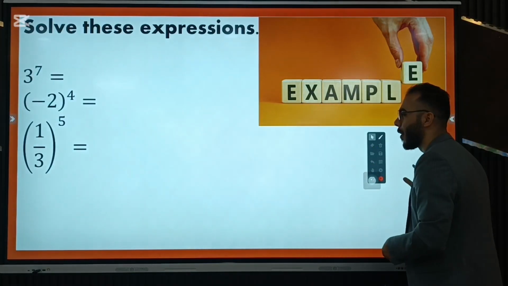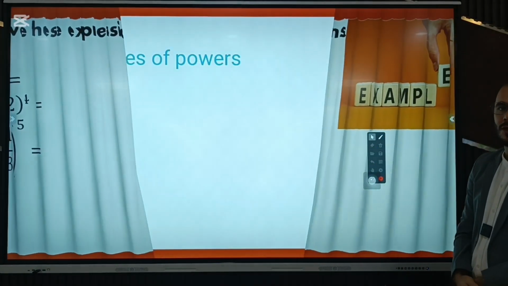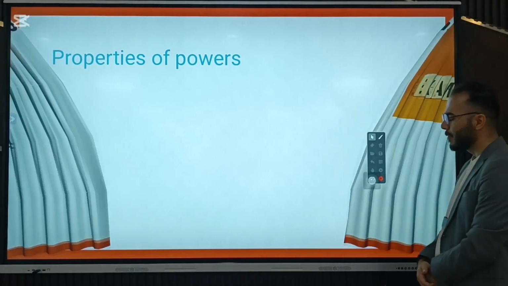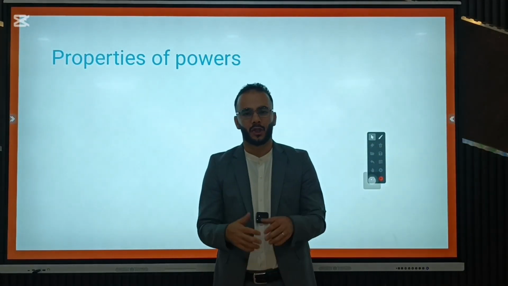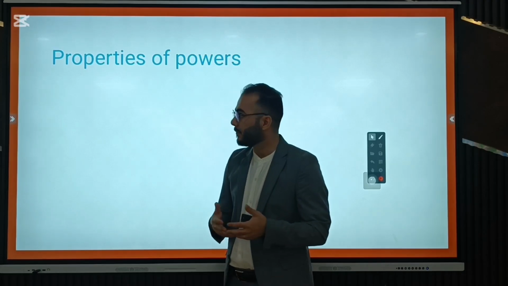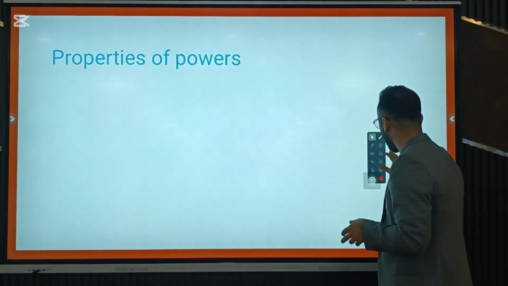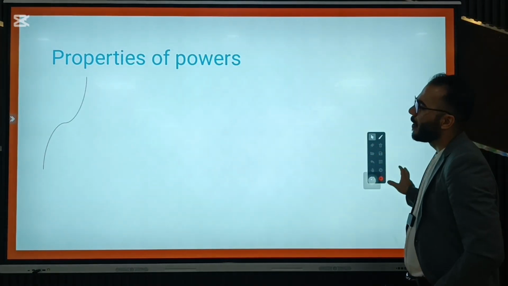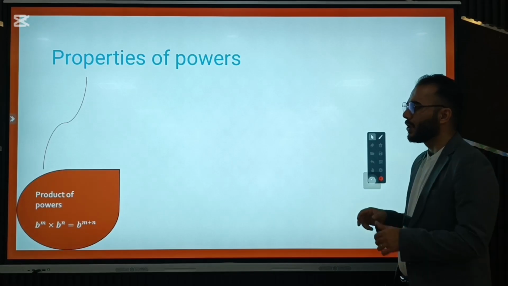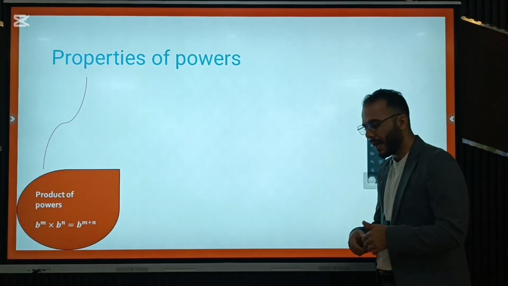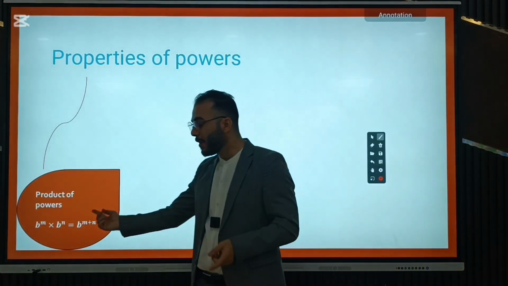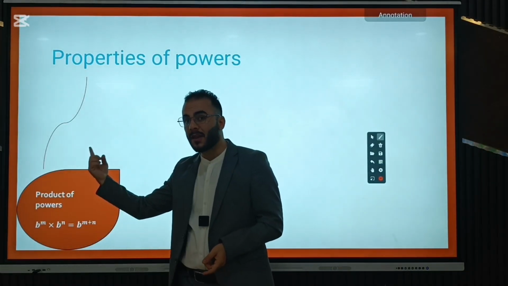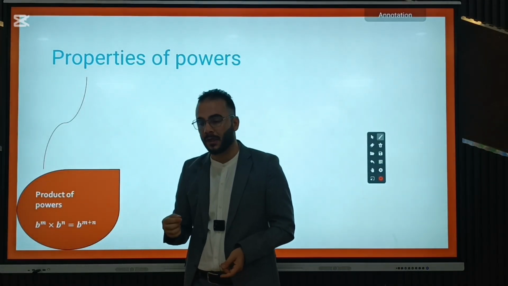Let's go to the major part, which is the properties of powers. We have some important and crucial properties that we need to know regarding the powers, that you already studied them, by the way. So the first property is product of powers. When we have powers with the same base, remember, bases must be the same, then we will follow this property.